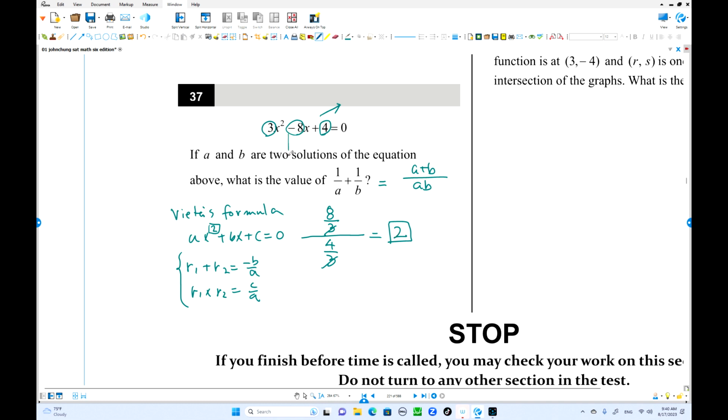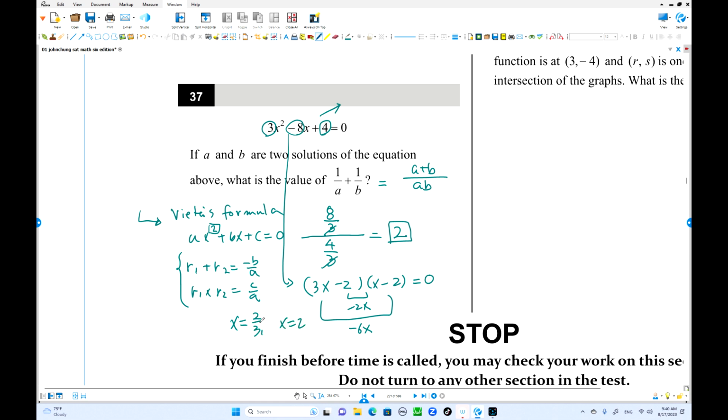Or you can factor this one, it doesn't matter. This is 3x minus 2, x minus 2. So when you do this, negative 2x, negative 6x, negative 8x, because this is factorable. You can use factoring. If it's not factorable, you have to go this way, Vieta's formula. From here, x is 2 over 3. The other one is x is 2.